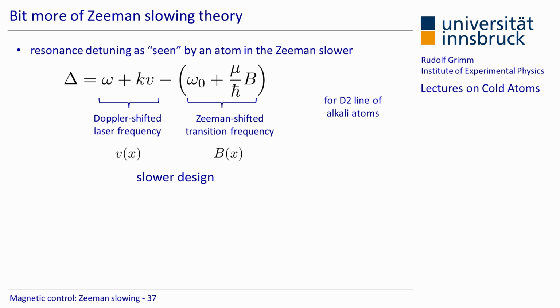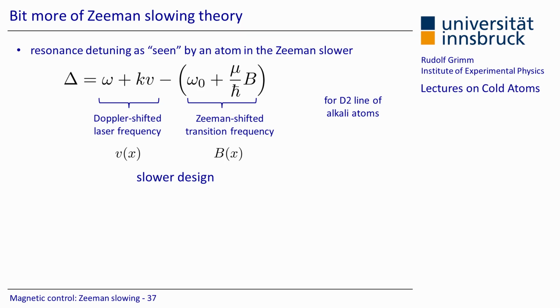And now we have to extend our Zeeman slowing theory a little bit. Before we have just argued with the resonant velocity for slowing, but we now know the stable velocity is relevant, which is a little bit below the resonant velocity. So we have to take a little shift into account.